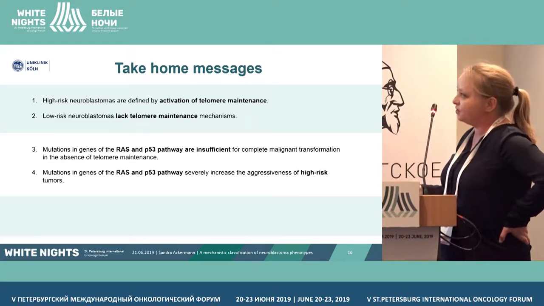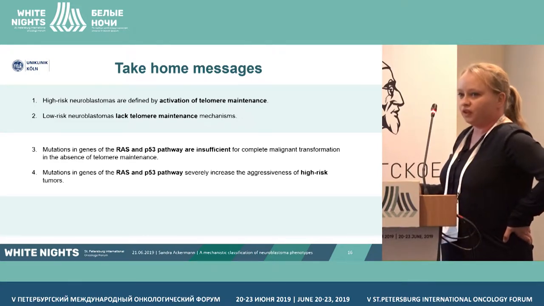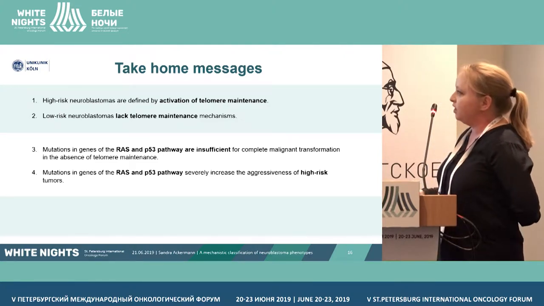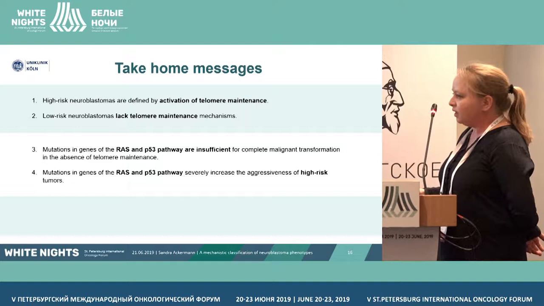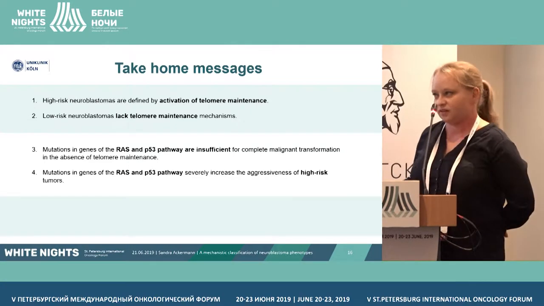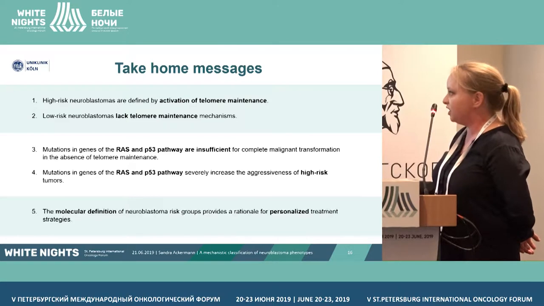And second, as I just said, it's not sufficient to have activated pathways, or to have mutations in these two pathways alone. You need telomere maintenance on top of that to have aggressive tumor growth. And so we really see that therapies don't work if you see mutations in these 17 genes.